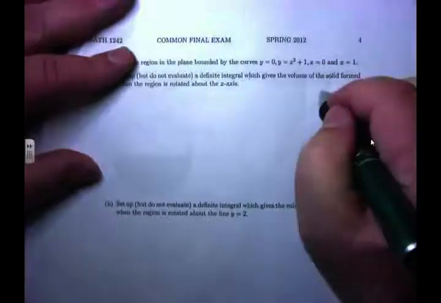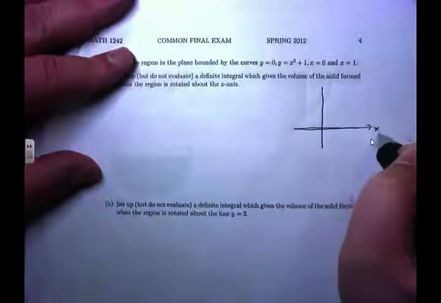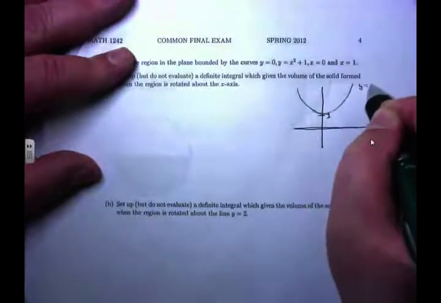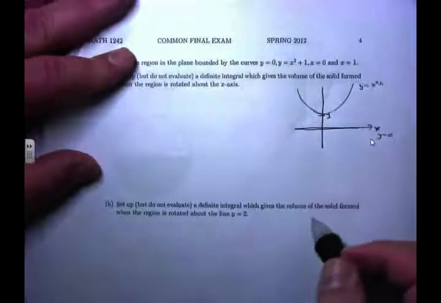We can consider the region bounded by the curves y equals 0, y equals x squared plus 1, x equals 0, x equals 1. Okay? So, first thing you want to do is graph that. Y equals 0 is also known as the x-axis. X squared plus 1, that's a parabola shifted up 1 unit. I can handle graphing it without a calculator. Y equals x squared plus 1.